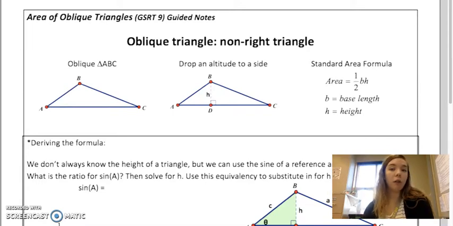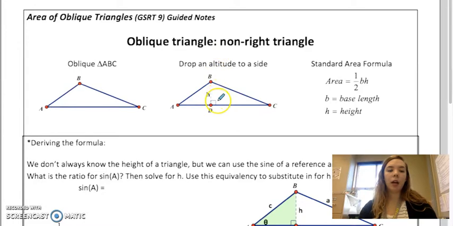Okay, so an oblique triangle is just any triangle that's not a right triangle. To find the height of these types of things, you drop an altitude. That just means you go straight down perpendicular from one point to the other side. So it would not have to be from B. It could have been from A, as long as it's perpendicular, or from C, as long as it's perpendicular. And then this is our standard area formula for a triangle: 1/2 base times height. So in this case, our base would be AC, and then this altitude is our height.